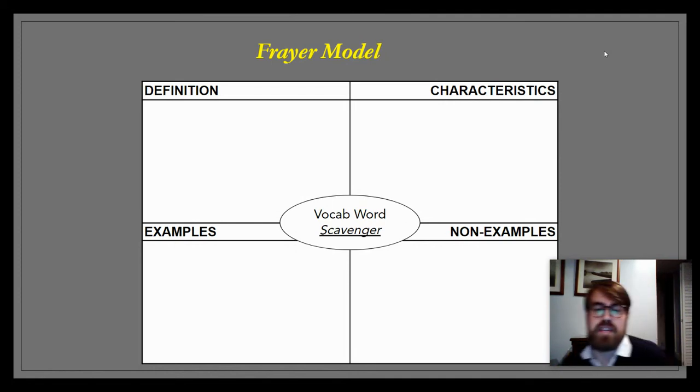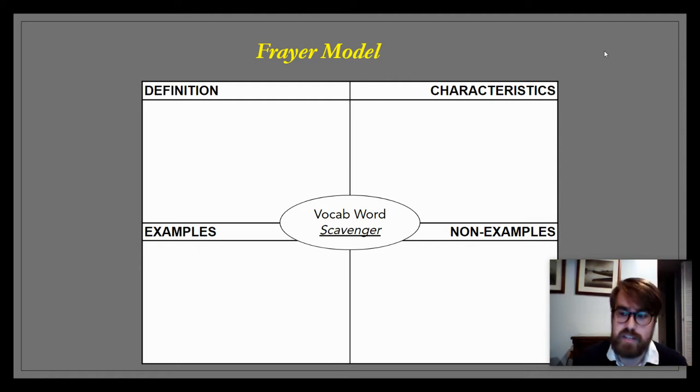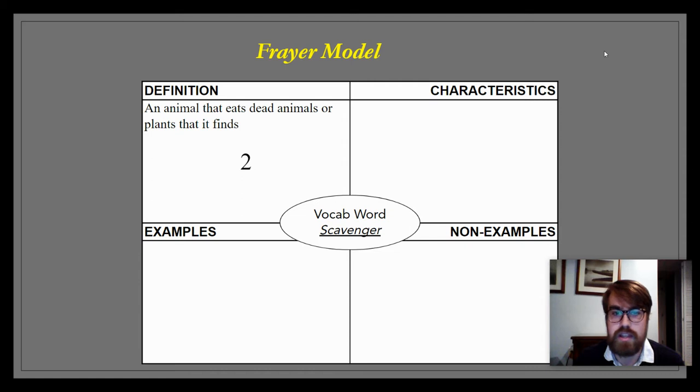All right, you should be done filling out your scavenger Frayer model and then submitting it in the comments on the last slide. And now I'll go through mine so that you can see how you did. All right, so the word scavenger should be written in the middle. We know that. And then for the definition, that was number 2. The definition is an animal that eats dead animals or plants that it finds.